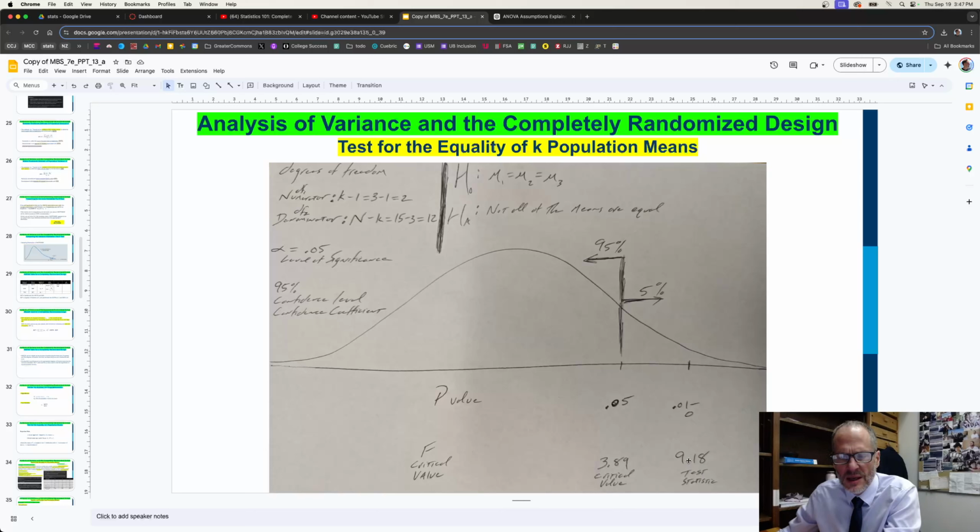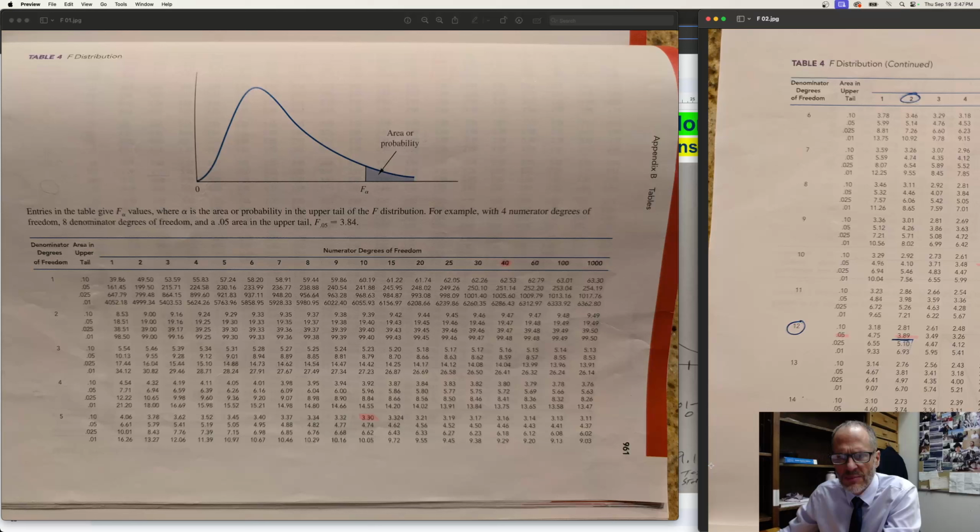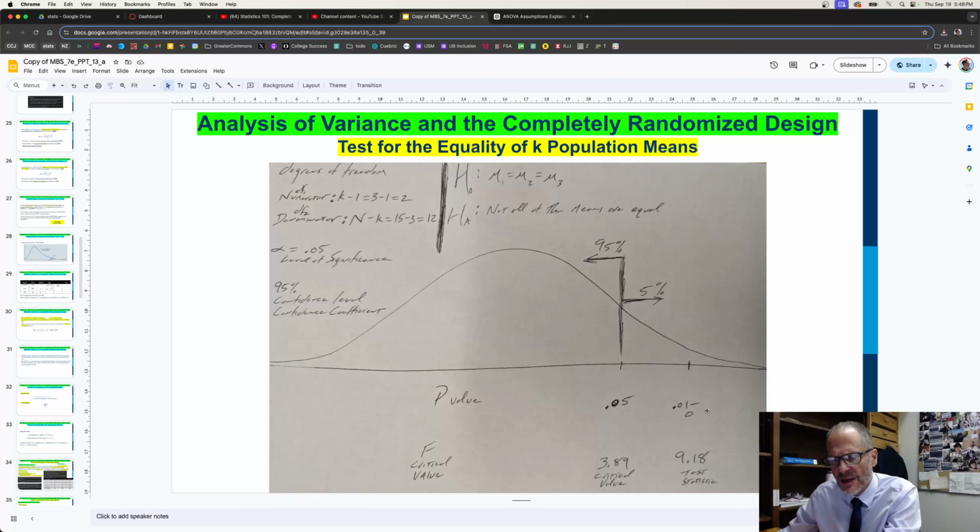But we will get a score of 9.18. And so if you look here, there is no 9.18 if you're at 10% or 5% or 2.5% or 1%, right? There is no 9.18. And so it's going to be between 0.01, 1%, and 0. So here our p-value becomes between 0.01 and 0.